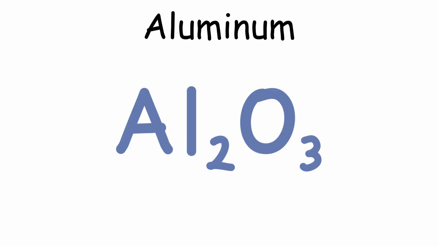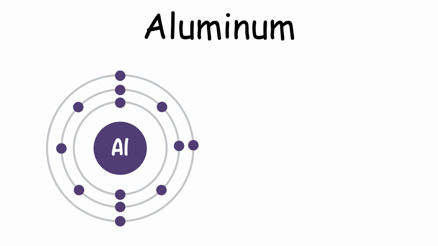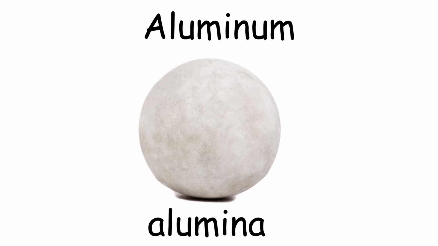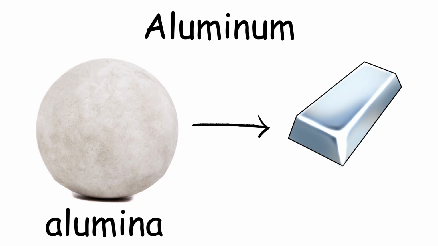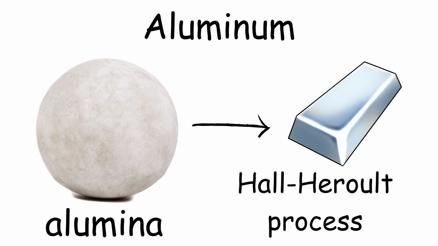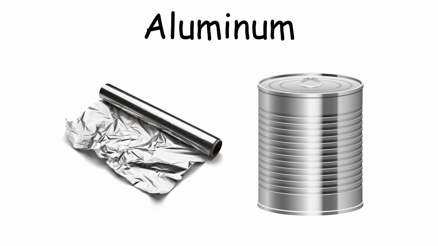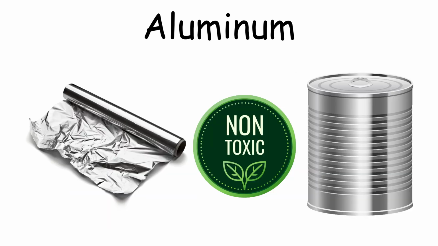The production of aluminum starts with a process called the Bayer process, which converts bauxite rock into alumina, which is then converted into aluminum through the Hall-Héroult process. Aluminum is also recovered through recycling, such as with aluminum cans. Cans and foils are made from aluminum because it is non-toxic.